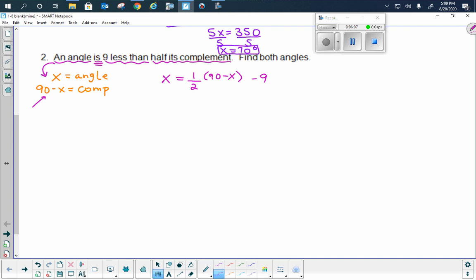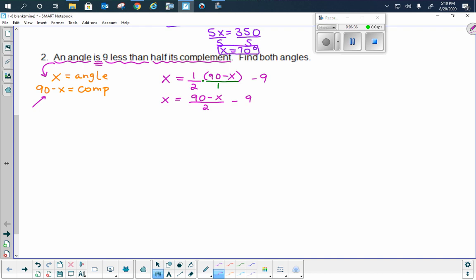So here's the first thing we need to work through. Hopefully you realize 90 minus x is the same as 90 minus x over 1. So if I really thought of just putting a dot here and multiplying these two fractions together, you would just multiply straight across. So now you would have x equals (90 minus x) on top and 2 on the bottom, minus 9.